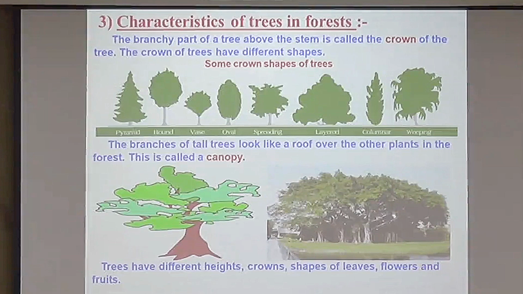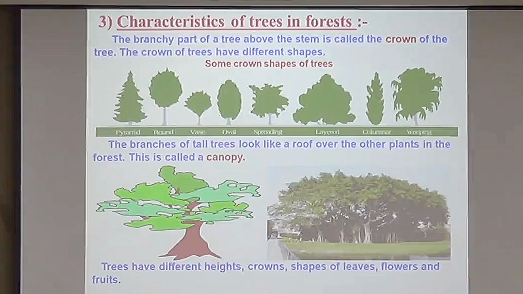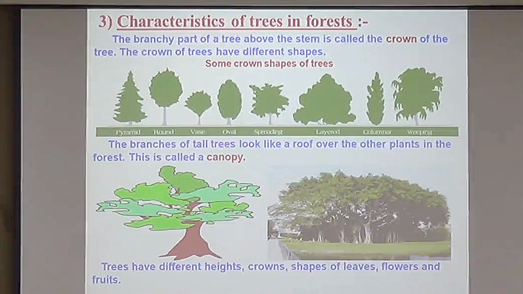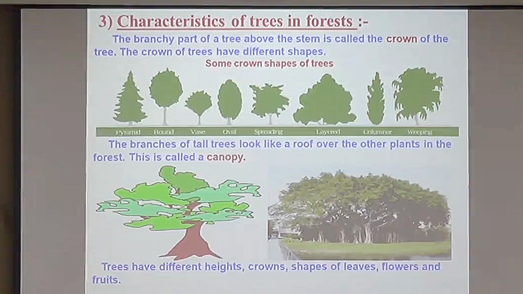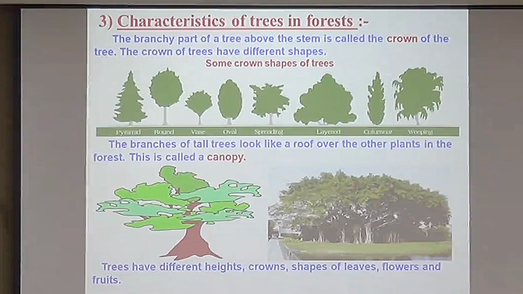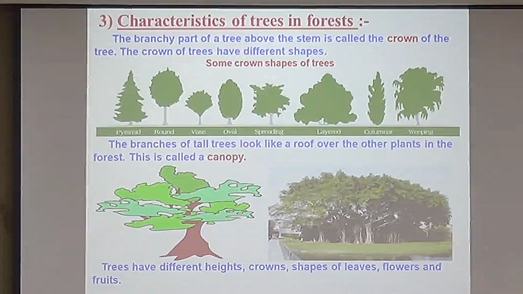Now the crown of the tree has different shapes. Different trees have different types of crown. For example, the pine tree which we see in Kashmir or in the hilly areas has a shape like a triangle. The crown of this tree will be known as pyramid, and the crown of the next tree is round. Then there are vase, oval, spreading, layered, columnar, and weeping. For example, the mango tree has a spreading kind of crown.